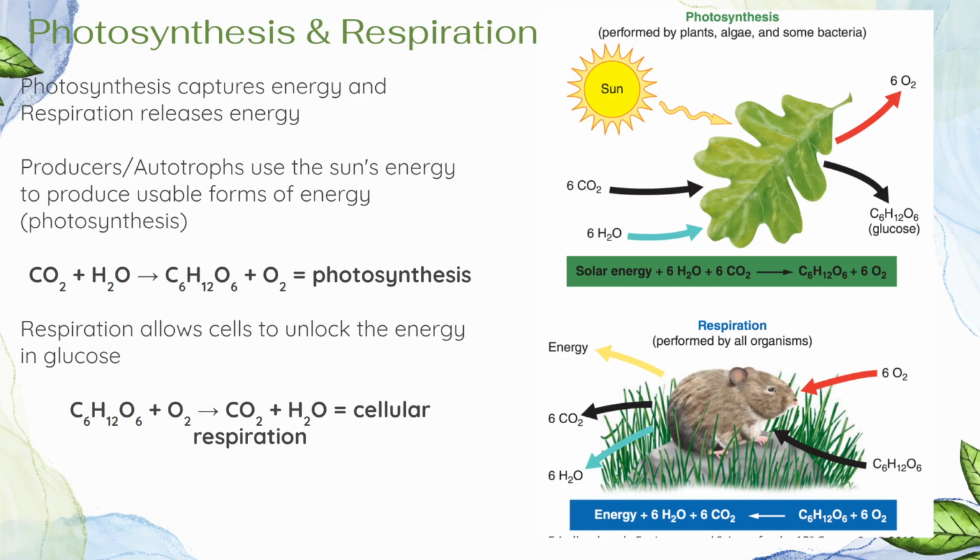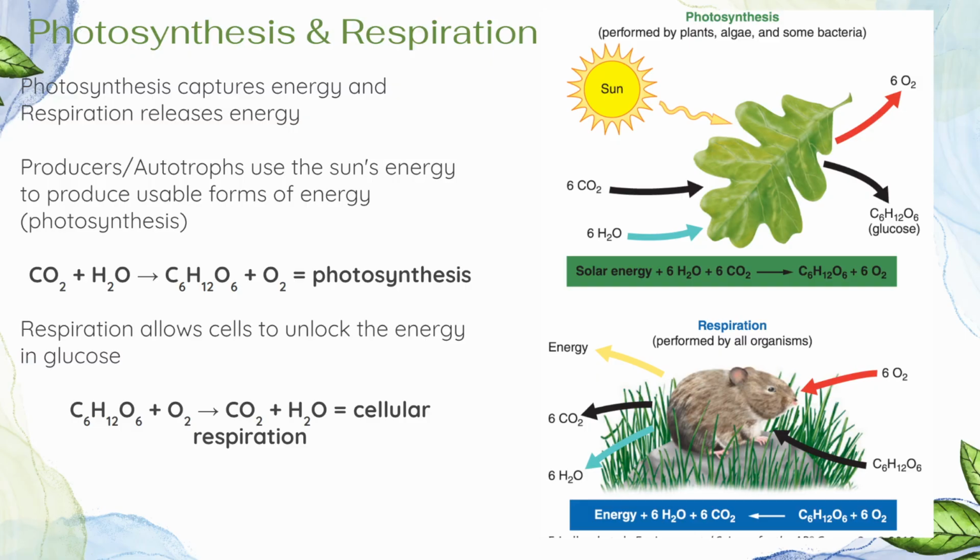Energy acquisition and transfer in ecosystems begins with photosynthesis and respiration. Producers or autotrophs are organisms like plants, algae, and some bacteria that use the sun's energy to produce usable forms of energy through photosynthesis. The equation for this process is 6 molecules of carbon dioxide plus 6 molecules of water produce 1 molecule of glucose and 6 molecules of oxygen gas.